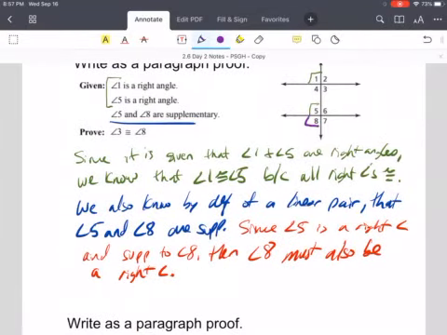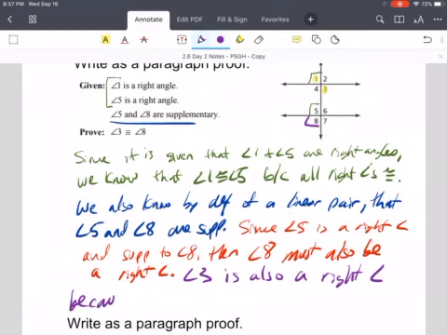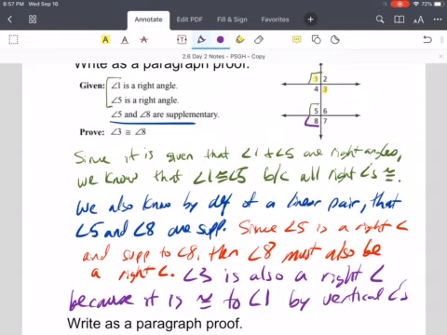So now I have angle 8 as a right angle. I can also see in the diagram, looking at angle 1 and angle 3, because they are vertical angles, I can also say angle 3 is also a right angle, because it is congruent to angle 1 by vertical angles. And so now I have angle 3 is also a right angle.